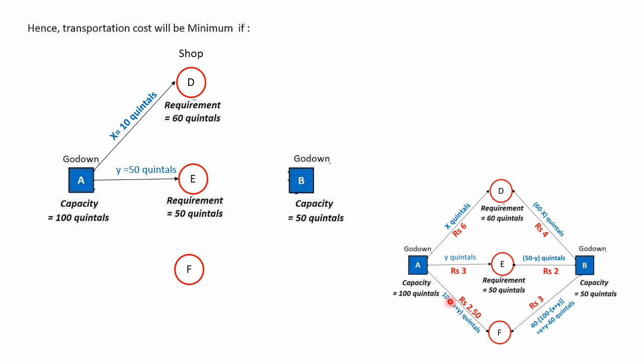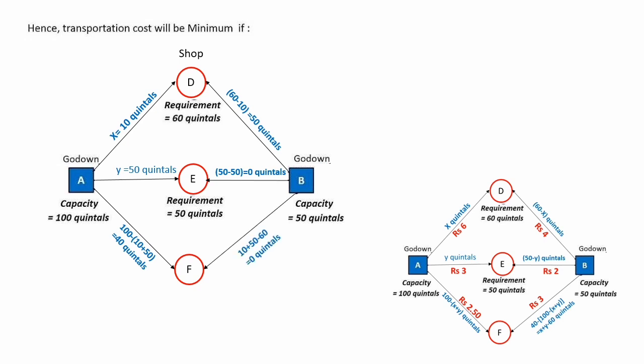Then here it is 100 minus (x + y), so when we do the calculation, 100 minus (10 + 50), so 100 minus 60, that is 40 quintals. And from here it was 60 minus x quintals, so that is 60 minus 10, that is 50 quintals. And from B to E, there is 50 minus y quintals, that is 50 minus 50, that is 0 quintals. And from B to F, there is x + y minus 60, so 10 plus 50 minus 60, that is equal to 0 quintals.